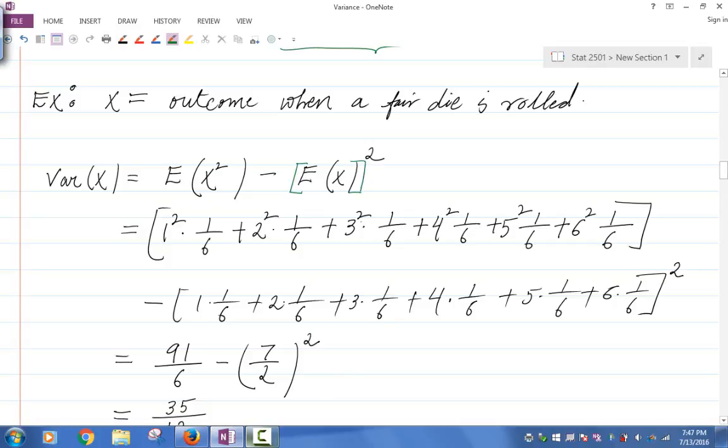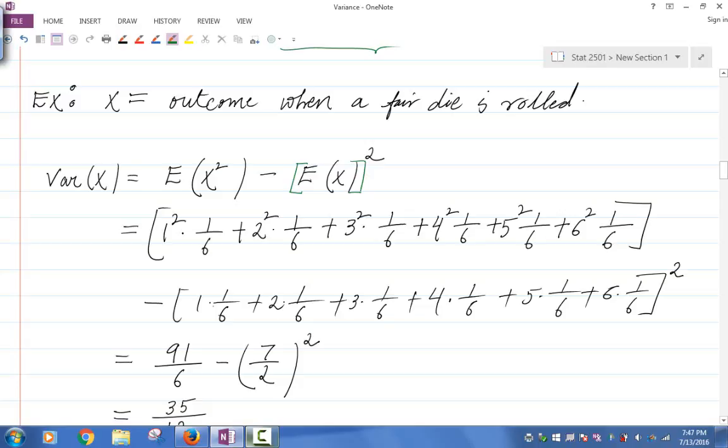by corresponding probabilities. So plug in x equals 1, so I get 1 squared multiplied by the probability of getting a 1, which is 1/6, plus plug in 2 for x, you get 2 squared multiplied by the probability of 2, which is 1/6 again, plus 3 squared times 1/6 plus 4 squared times 1/6 plus 5 squared times 1/6 plus 6 squared times 1/6, and those are all possible values of x. So that's the expectation of x squared.